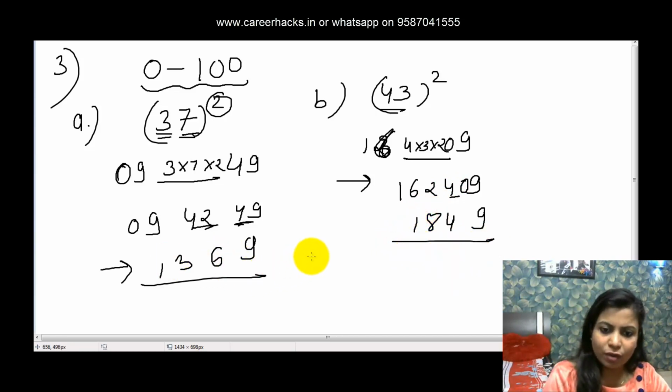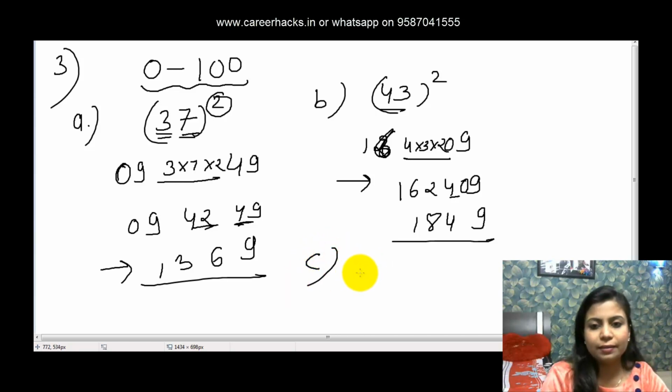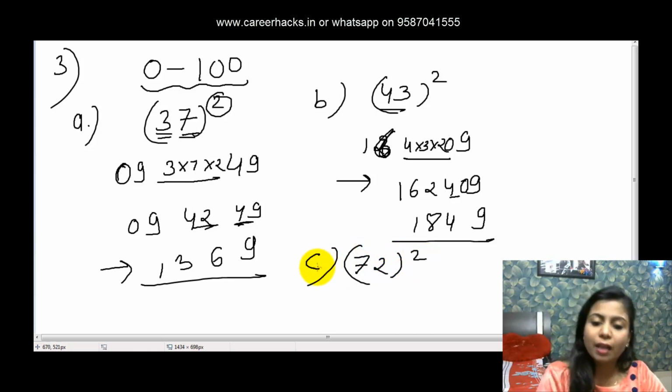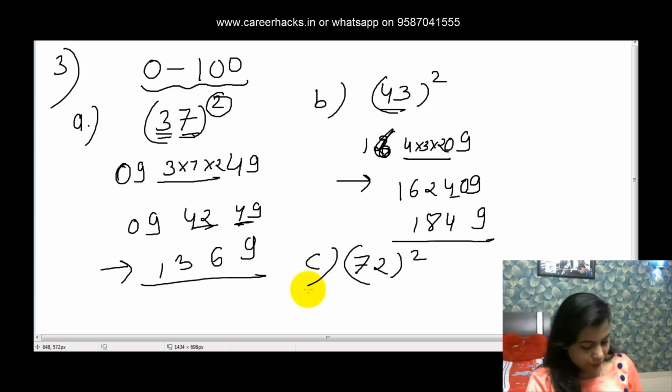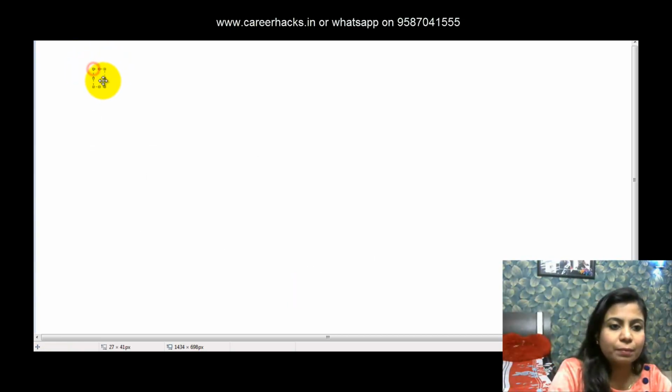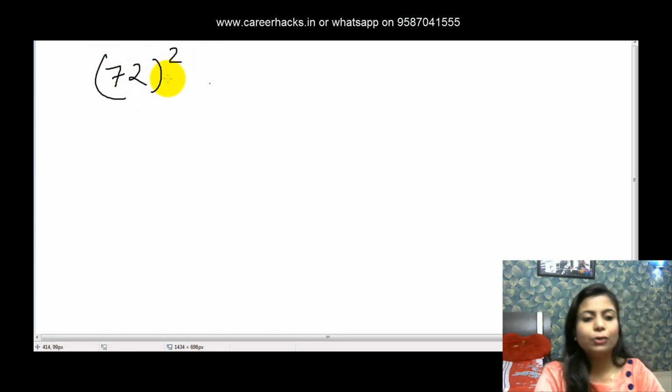Now let's take one more random example, that is 72. Again 72. Now again the same thing. One minute, let me clear all these things. Let's take a random example again with the same trick, that is 72.